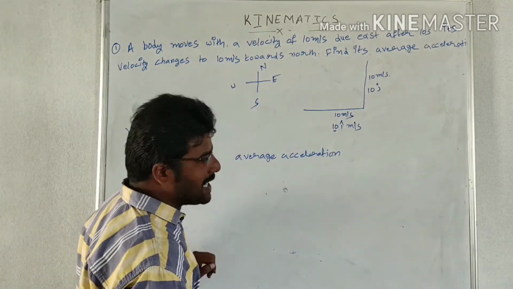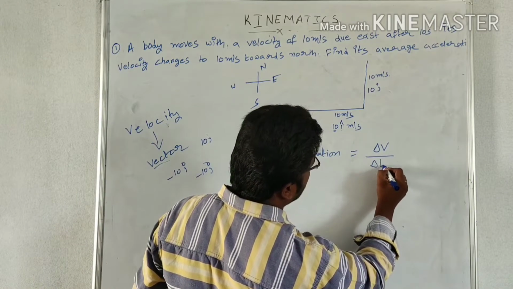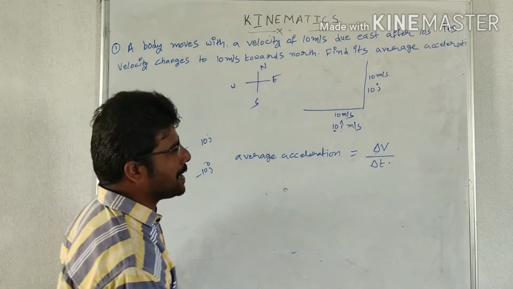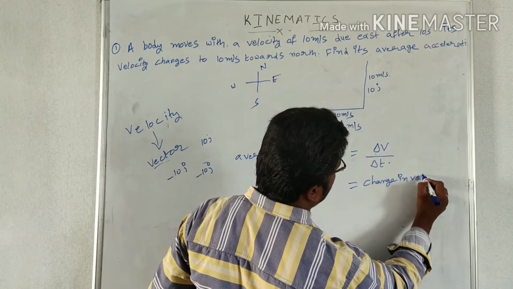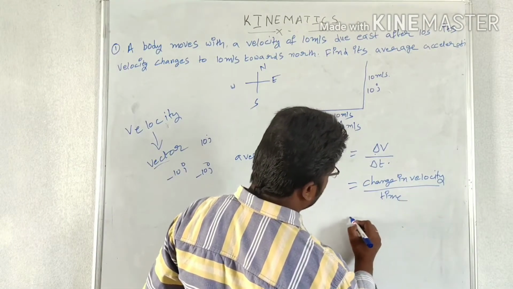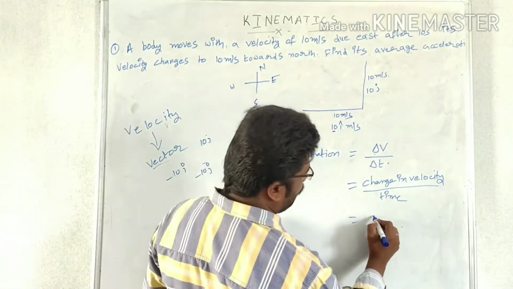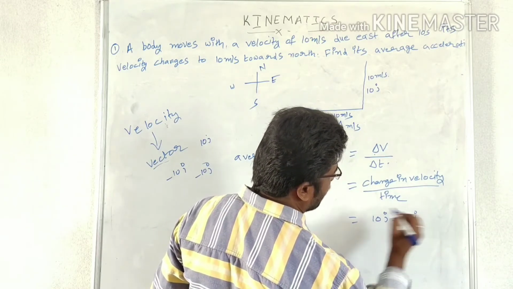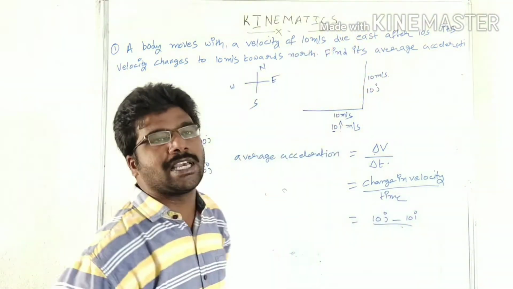The formula for average acceleration is change in velocity by change in time. Here delta v represents change in velocity, delta t represents time. Change in velocity means final velocity minus initial velocity. So final velocity, that is 10j, minus initial velocity 10i, by time. It takes 10 seconds to change the velocity.